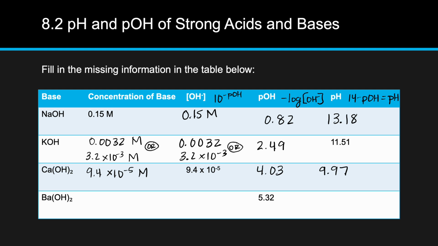And then our barium hydroxide example, we are given pOH. So to calculate pH, we're going to take 14 minus 5.32. That's going to give us 8.68 for our pH. Then to get concentration of hydroxide ions, we're going to take 10 to the negative pOH. So 10 to the negative 5.32. That's going to give us 4.79 times 10 to the negative 6. And since we have concentration of hydroxide with the concentration of a strong base, that is going to be, again, the same.